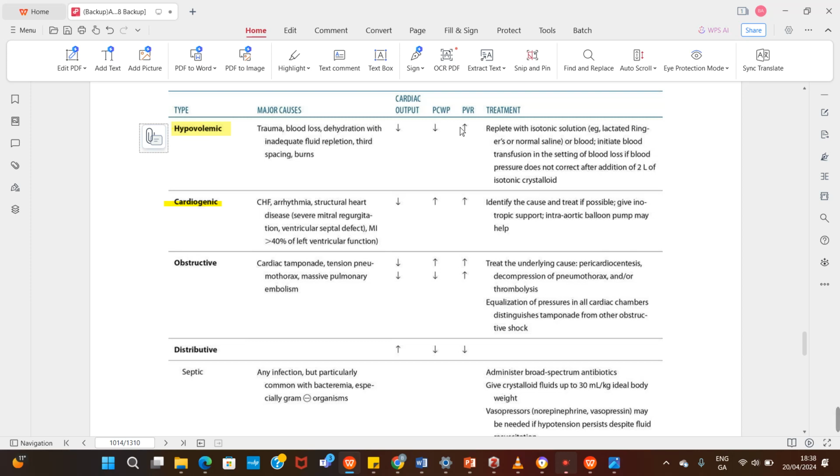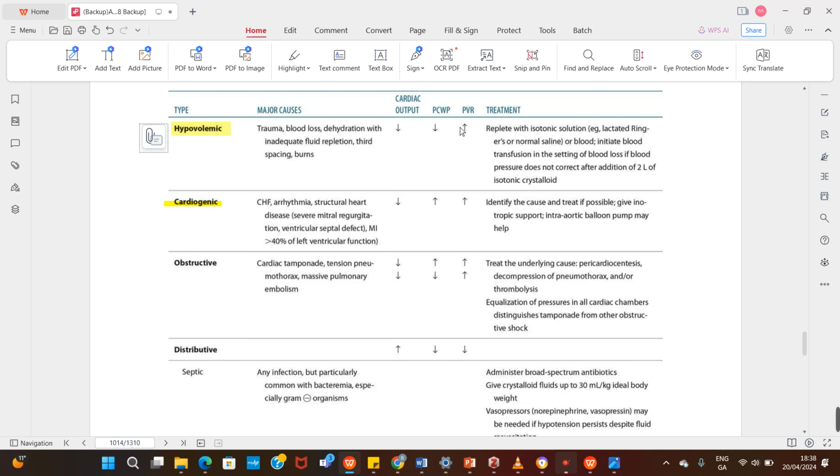So because of little blood returning to the right and left side, the cardiac output, which is the amount of blood that is being pumped out from the ventricles per beat, that is stroke volume, is reduced. So that's our cardiac output. That is also expected in hypovolemic shock.